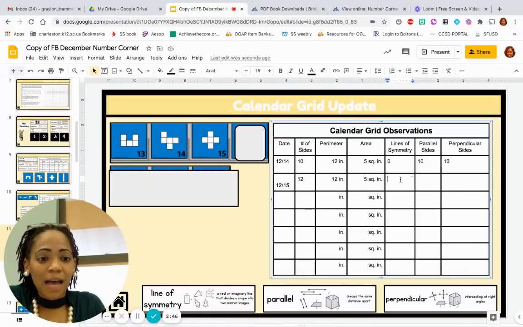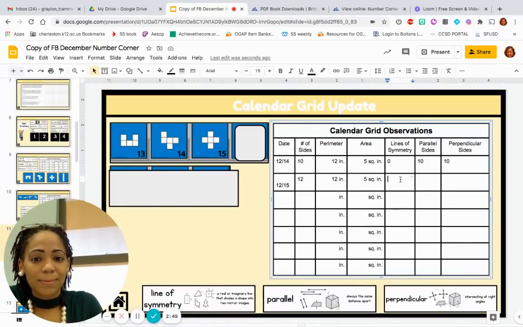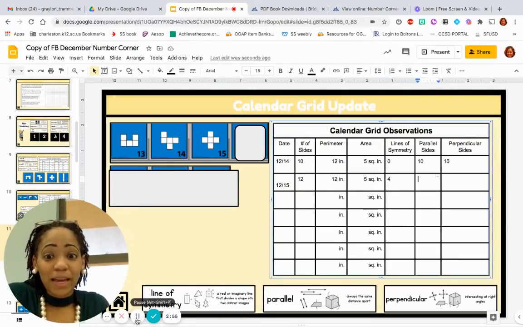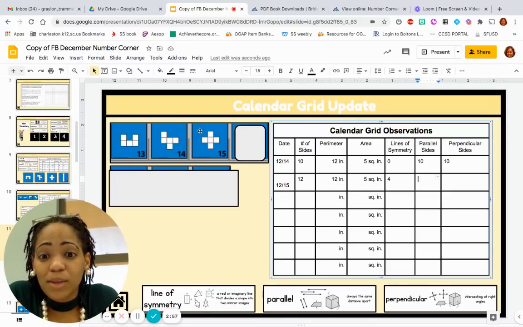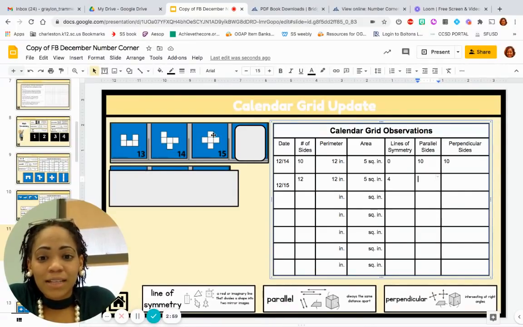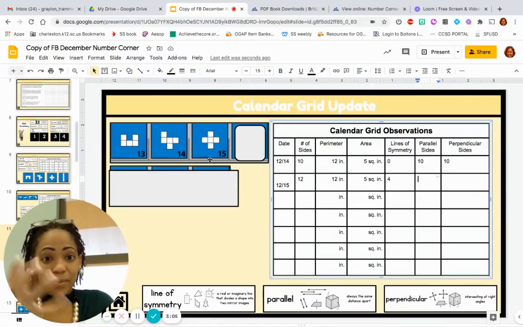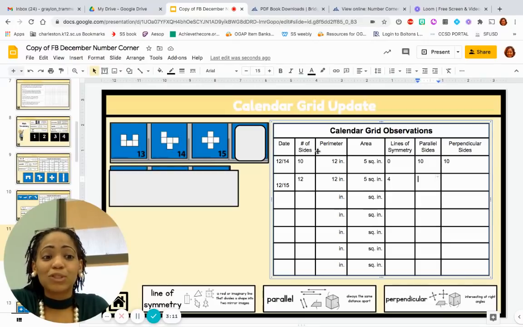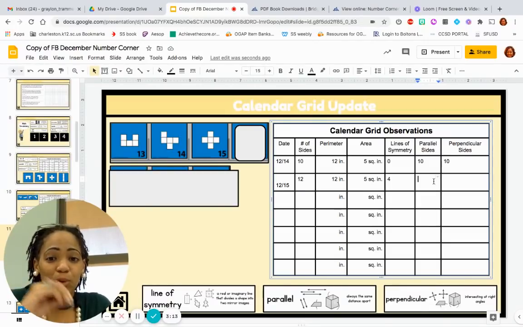How about parallel sides? We actually have 12 of those also because these 2 sides are parallel, these are parallel, these are parallel, these are parallel, these 2 sides are parallel. Each side has a parallel side to it because of the way that this shape is constructed. Means I have 12 total sides that are parallel.